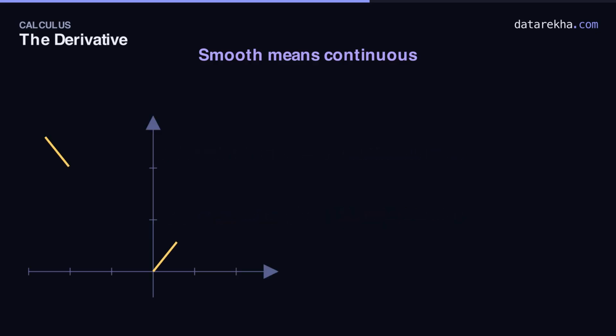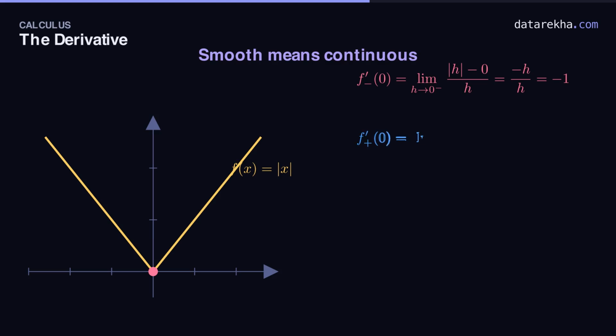Here it is, f of x equals the absolute value of x, a perfect V. It's continuous everywhere. You can draw the whole thing without lifting your pen, straight through the point at the origin. But test the slope at the origin from each side. Approach from the left with negative h. The absolute value of h is minus h, so the quotient is minus 1. Approach from the right, positive h. It's plus h over h, which is plus 1. Minus 1 on the left, plus 1 on the right. The two one-sided slopes disagree, so the limit doesn't exist, and the derivative at 0 is undefined.